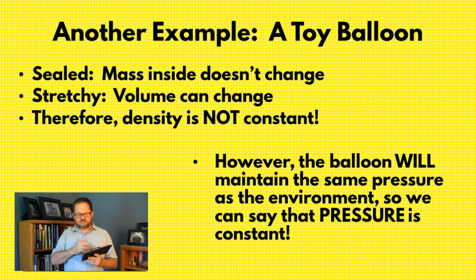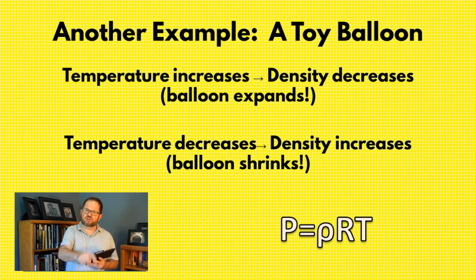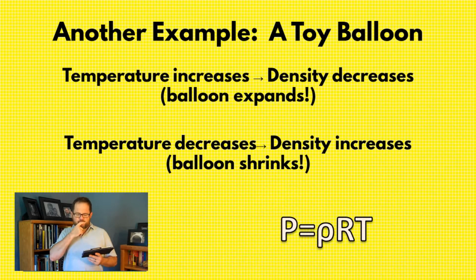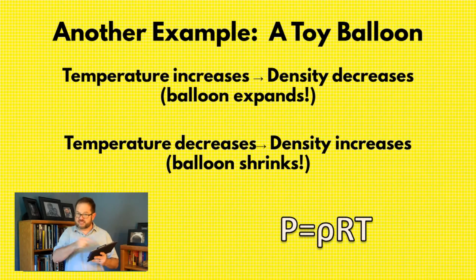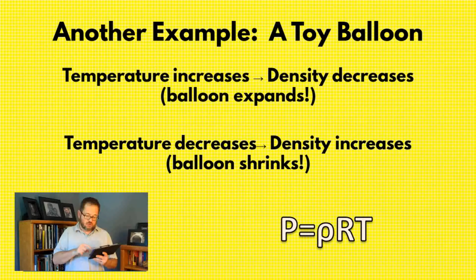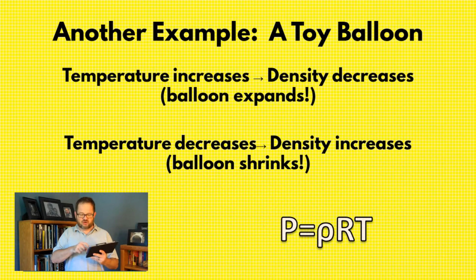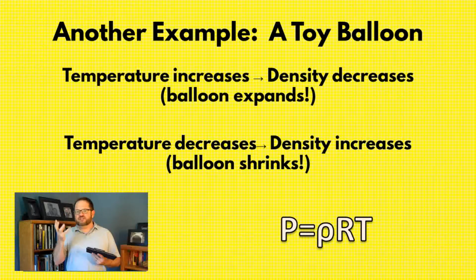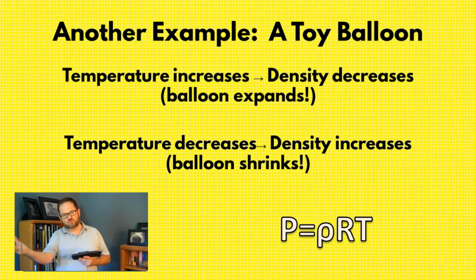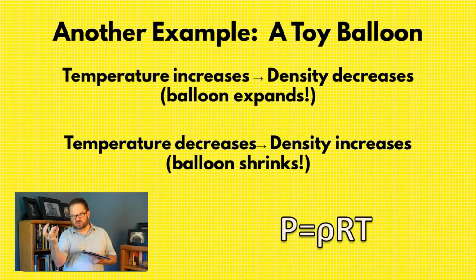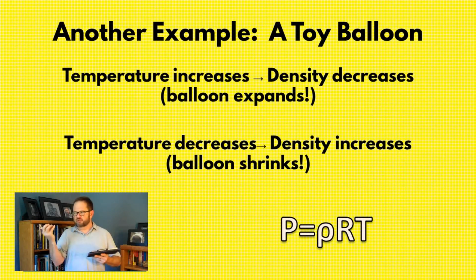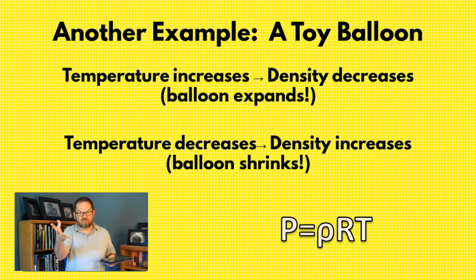Alright, so again, thinking about P equals rho RT, now pressure on the left-hand side is a constant, R on the right-hand side is a constant, but rho and T are not. So if we have to make that right-hand side equal to a constant, because it can't change, it's got to be equal to that left-hand side, which isn't going to change, then as temperature goes up, density goes down. And as temperature goes down, density goes up. So if I took my balloon and put it into the refrigerator and cooled it down, the density would increase. The balloon would shrink up and get more dense. If I took the balloon out of the refrigerator, let it warm up, the temperature would increase, the balloon would get less dense, it would expand.